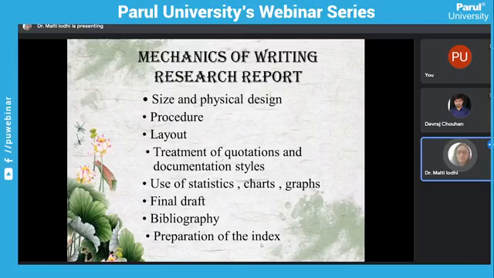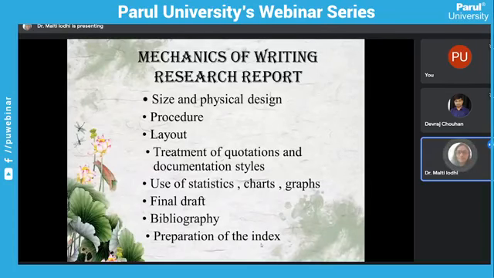Then procedures: you have to mention all the procedures you have used throughout your research process. Then layout: you have to make out the layout, and mention here whether your authors are main authors or assisting authors, what types of authors you have. And every objective you have to mention in the layout, so you can present it very well.